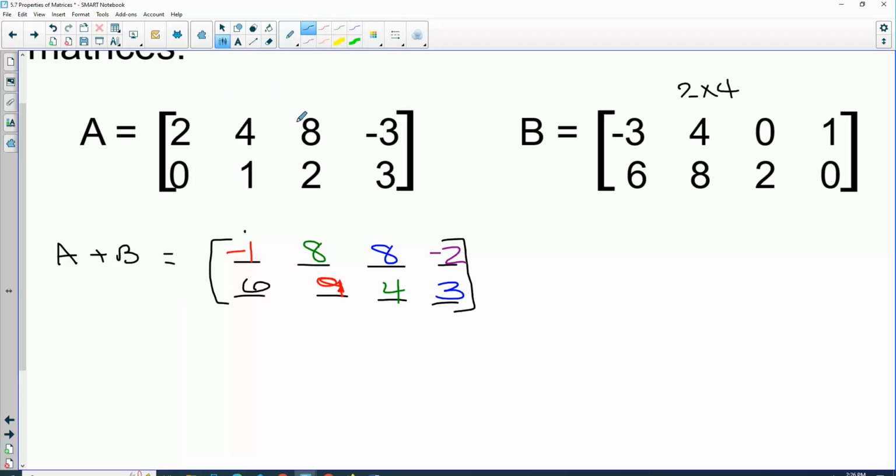So I asked you for A minus B. Okay, so what's 2 minus -3? Becomes 2 plus 3, which is 5. 4 minus 4. 8 minus 0. -3 minus 1. Second row, 0 minus 6. 1 minus 8. 2 minus 2. And 3 minus 0.